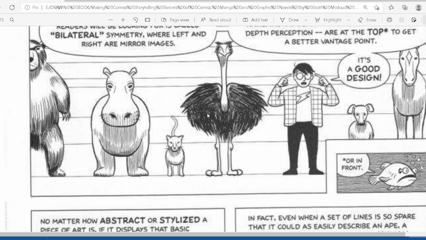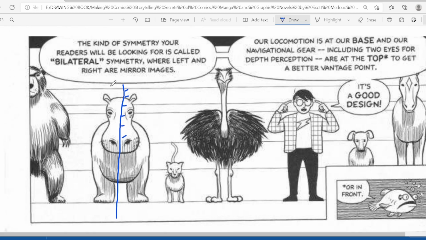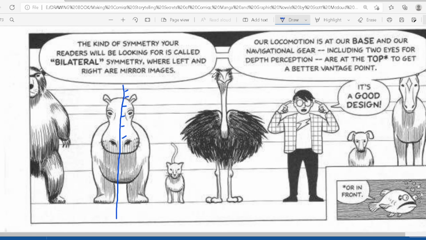As you can see here in every drawing, if I draw a line here and assume it is a mirror, you can see the left side of this hip hop and the other side of this hip hop are mirror images of each other, right? So that is called bilateral symmetry, the author is saying.